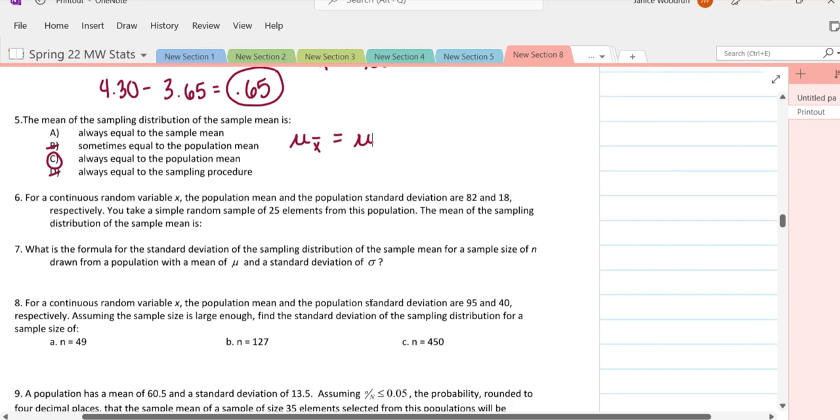All right, number 6, for a continuous random variable x, the population mean and the population standard deviation are 82 and 18. You take a simple random sample of 25 elements from this population. The mean of the sampling distribution of the sample mean is what? It's like a lot of words, right? What is it asking for? The mean of the sampling distribution. Look at number 5. The mean of the sampling distribution is always equal to the population mean. What's the population mean? 82. That's all you do there.